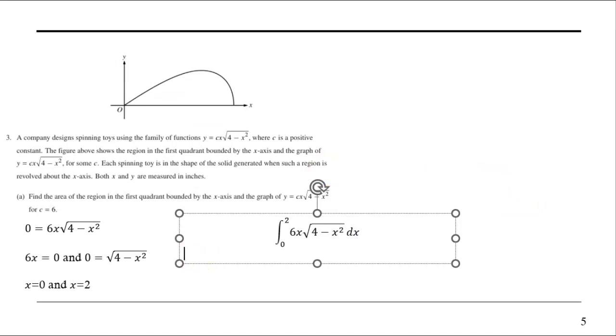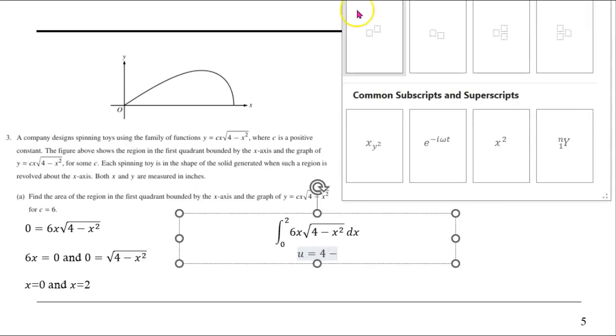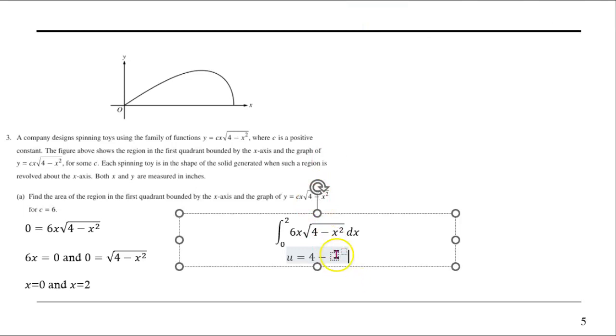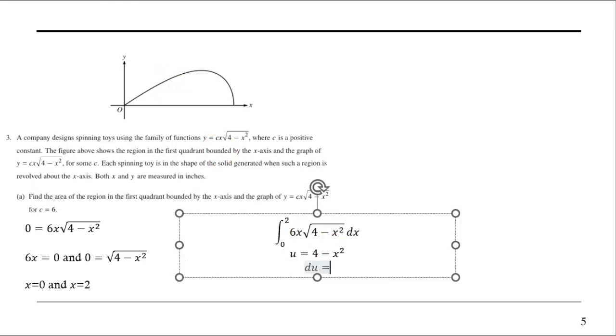Now, to take the antiderivative of 6x times the square root of 4 minus x squared, we are going to have to use u substitution. So remember, for u substitution, we typically make the inside function our u value. In this case, I'm going to say u is 4 minus x squared. And then I need to find the derivative of that. So du: the derivative of 4 is just 0, and the derivative of negative x squared is negative 2x dx. And so there's my u and du.